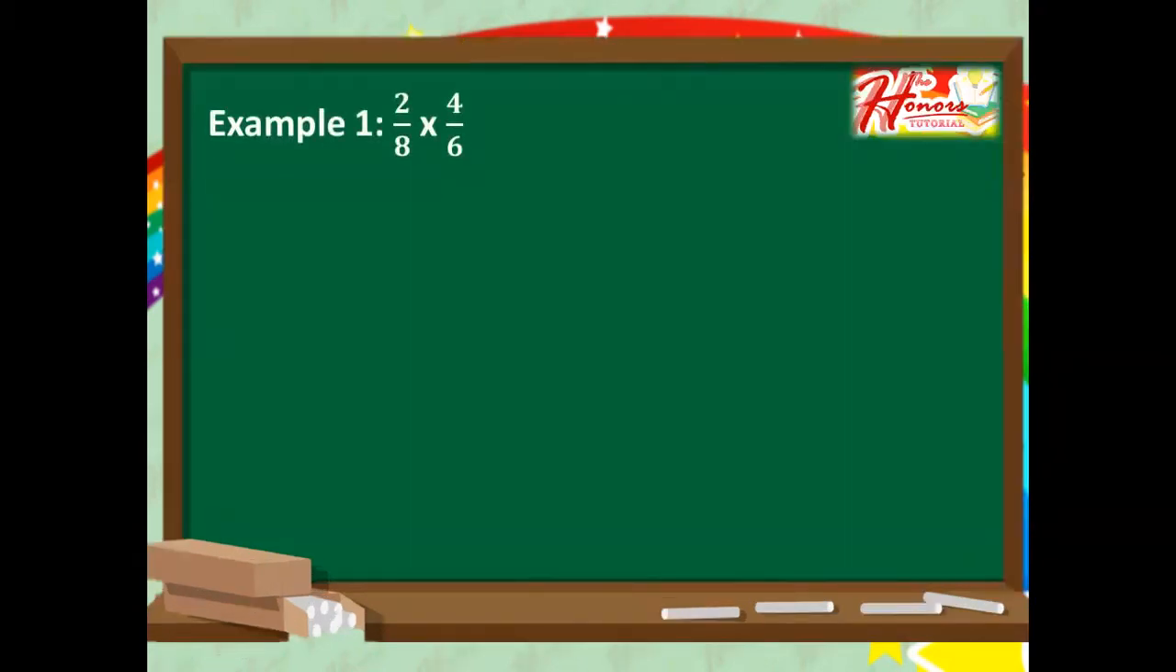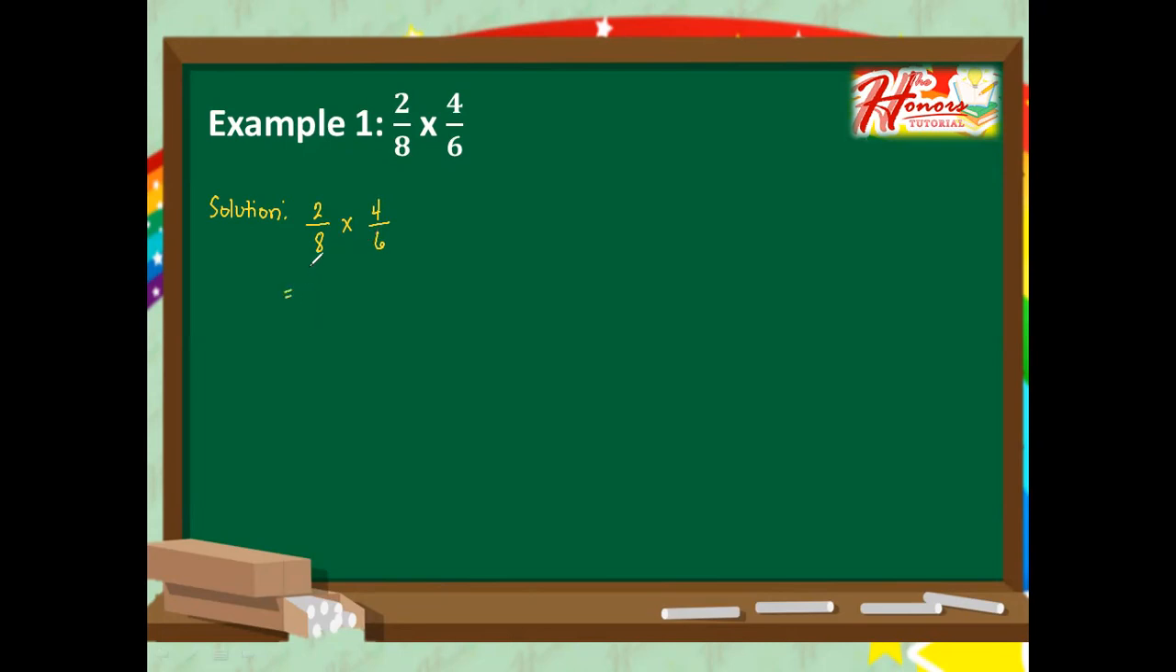So let us have example number 1. That is 2 over 8 times 4 over 6. And this is how you are going to solve for it. Let's write the solution here, and kindly copy the given. And that is 2 over 8 times 4 over 6. There are two ways. Let me show you the first way of solving it, the usual way.